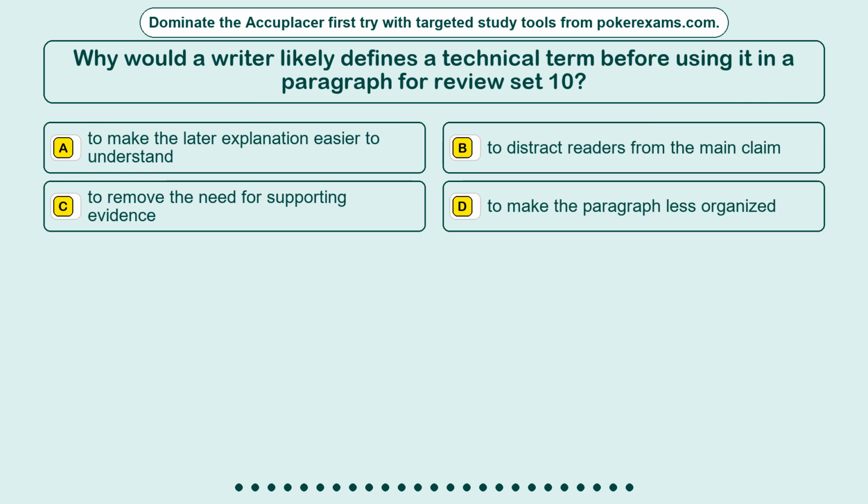Question 16. Why would a writer likely define a technical term before using it in a paragraph for review set 10? Option A. To make the later explanation easier to understand. Option B. To distract readers from the main claim. Option C. To remove the need for supporting evidence. Option D. To make the paragraph less organized.